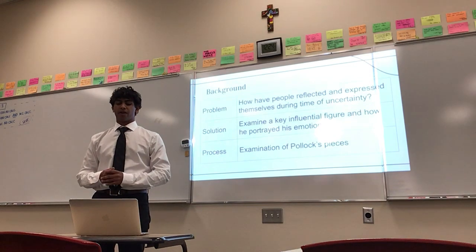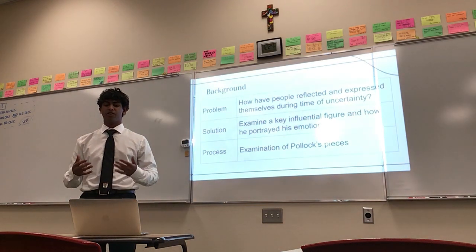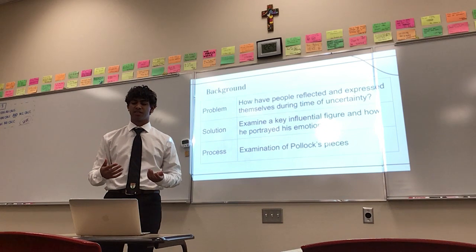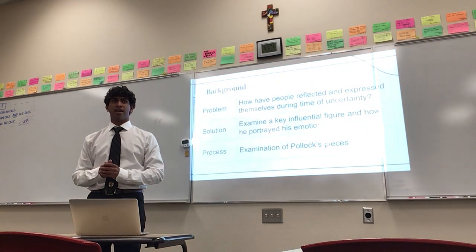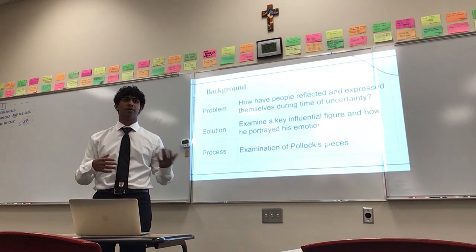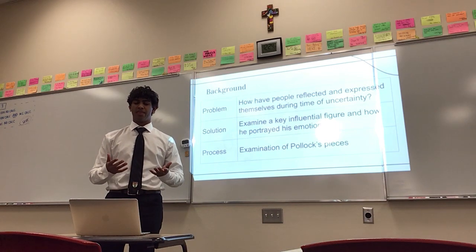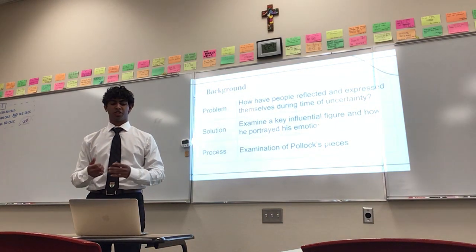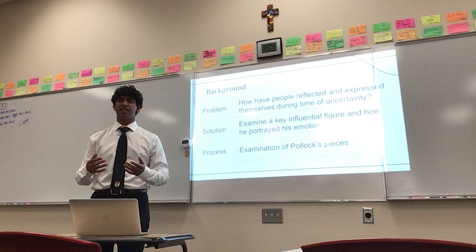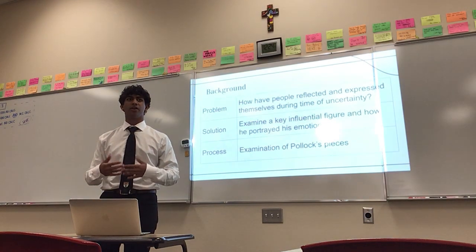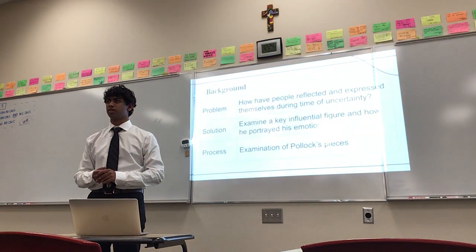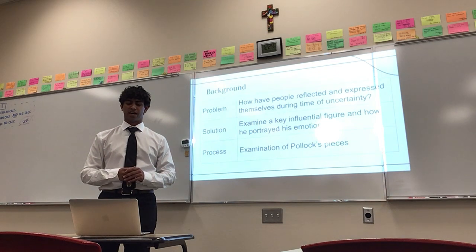So a little bit of background. My problem statement is, how have these people reflected and expressed themselves during uncertainty? How can we apply this to different things? How can we find this out? So the way that I found this out was through my solution, which is examining a key influential figure and how he portrayed his emotions during this troubling time. Hence, I got Jackson Pollock.